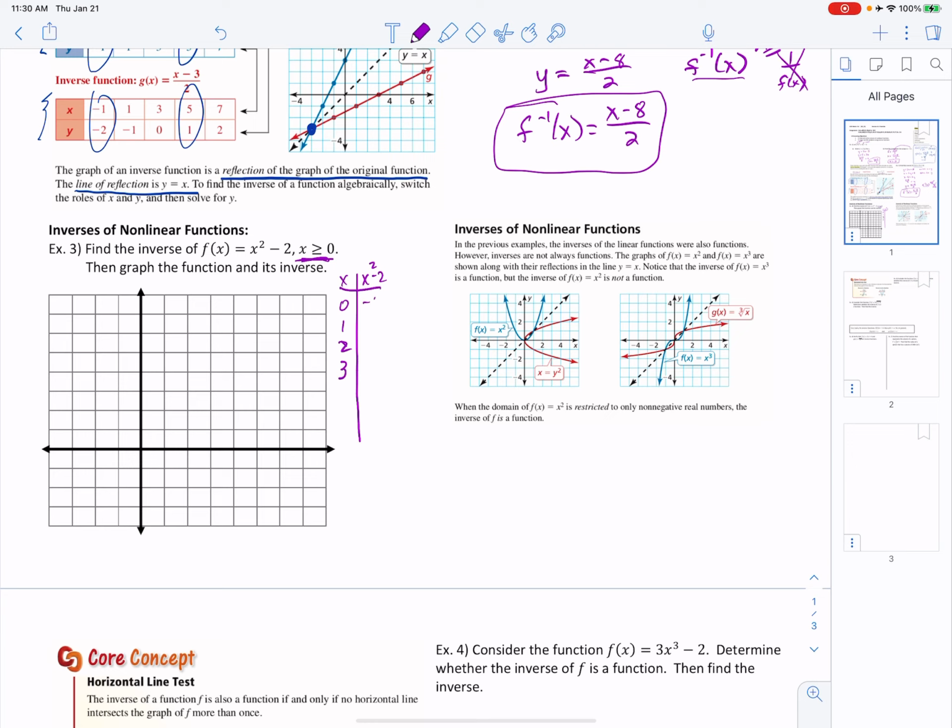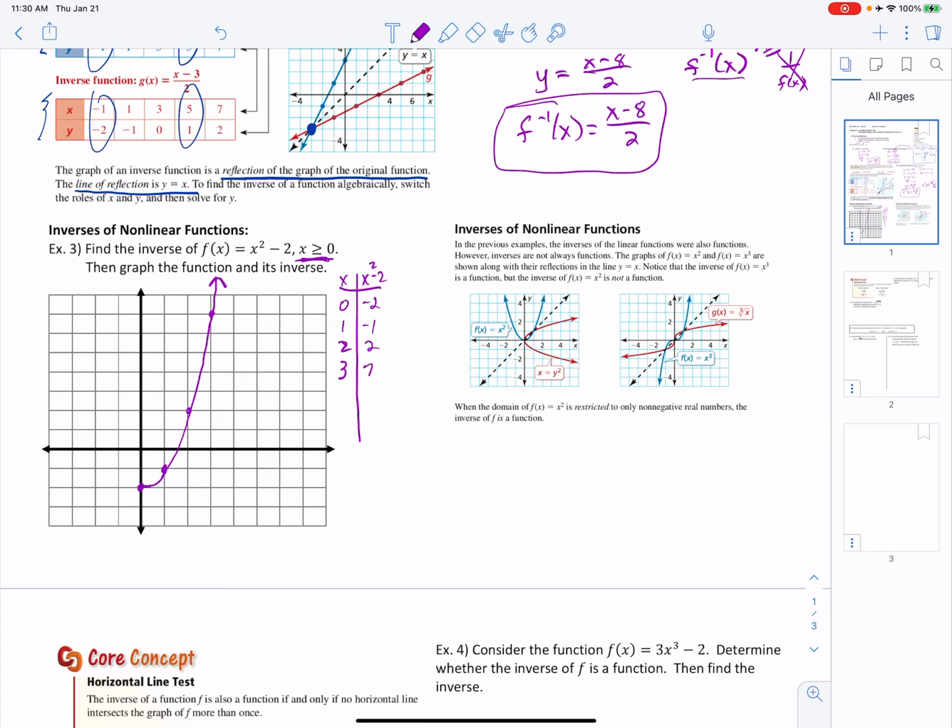If I put in 0, I have negative 2. If I put in 1, I have negative 1. If I put in 2, 4 minus 2 is 2. If I put in 3, 9 minus 2 is 7. So if I'm going to graph the function, we have 0, negative 2; 1, negative 1; 2, 2; and 3, 7. It's a parabola, so it's going to be concave up, going through those points and continuing, but it's got a restricted domain, so it's just half of it.